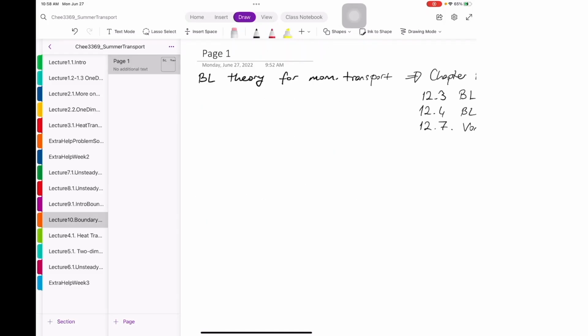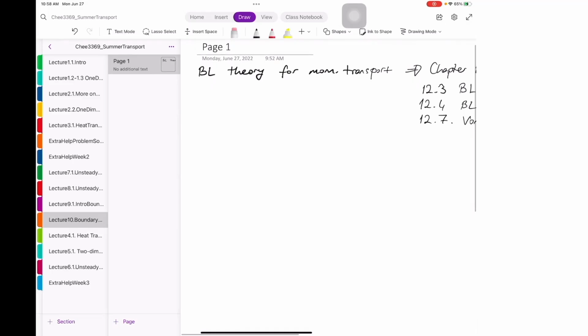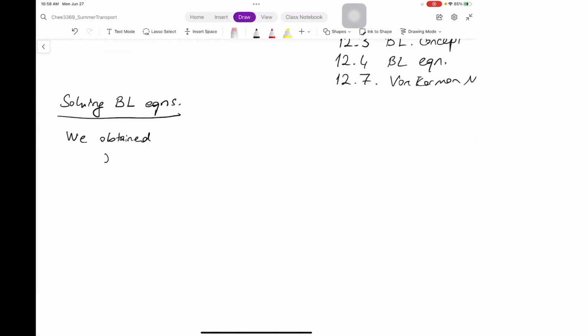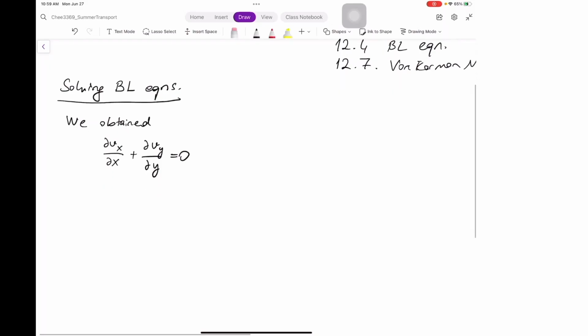So let's go to lecture 10. Solving boundary layer equations. So far we obtained del Vx over del x plus del Vy over del y is equal to 0. This is the continuity equation. You can even derive this by using shell balances.